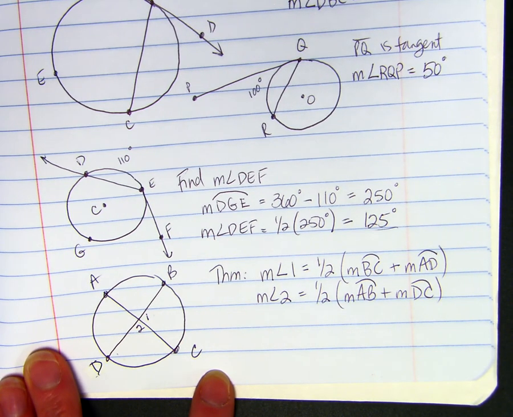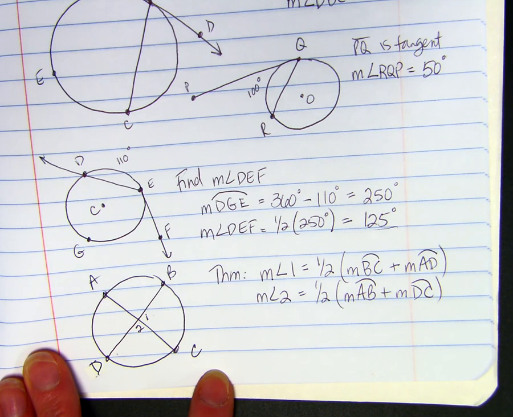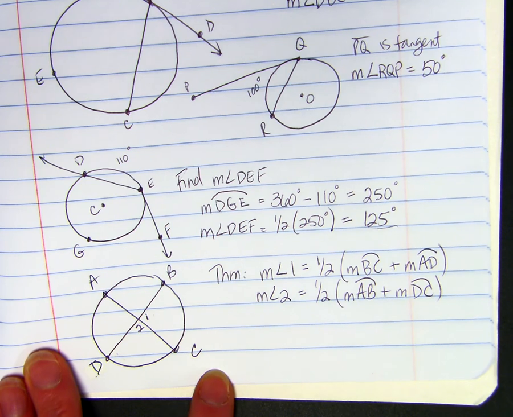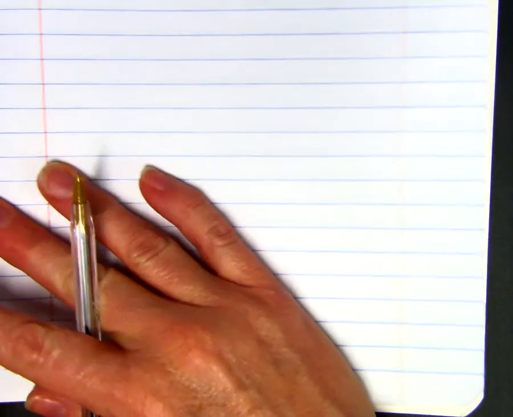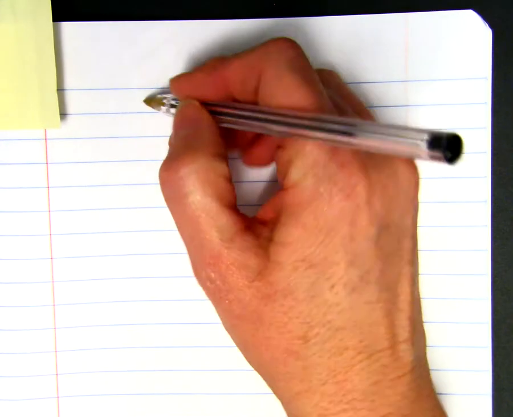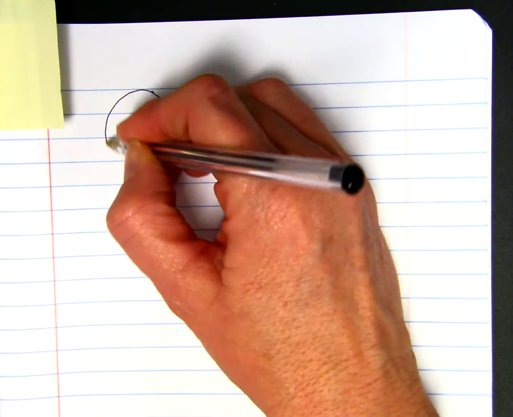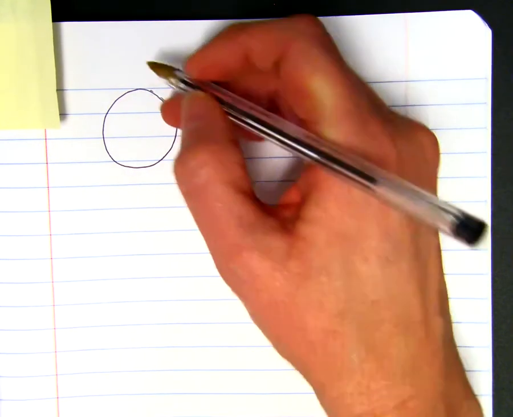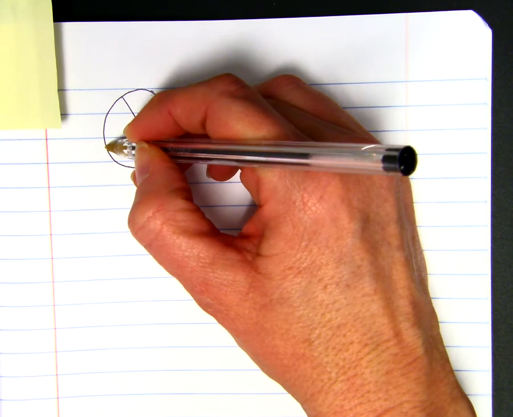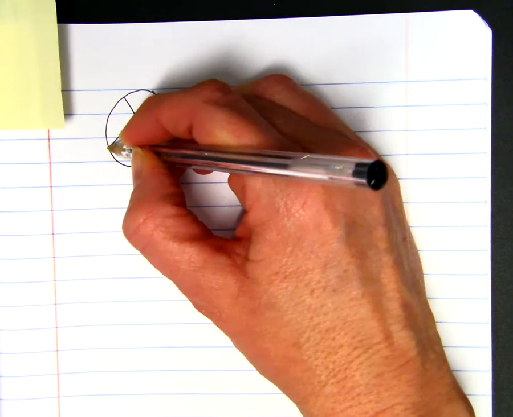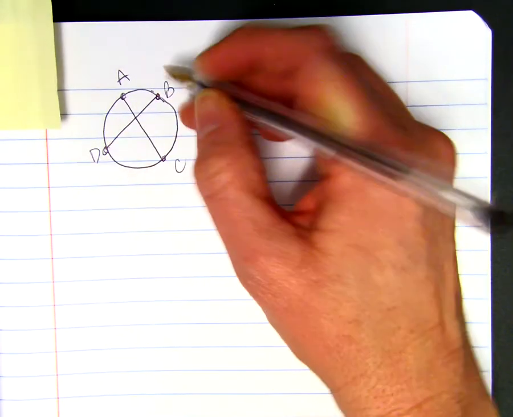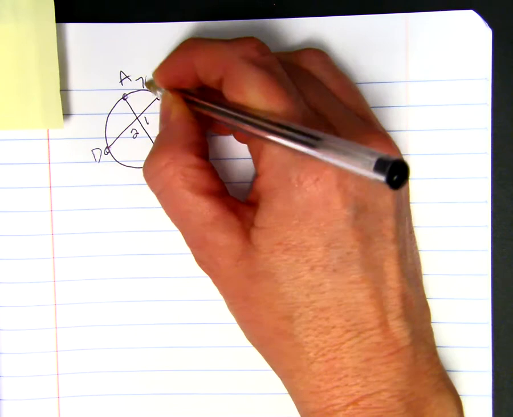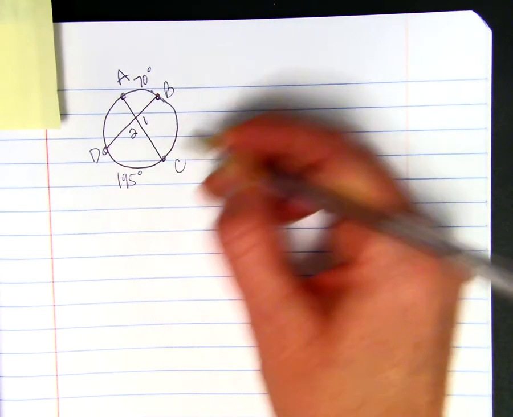So we're going to do an example. So we have a circle, A, B. This is angle 1, that's angle 2, this is 70 degrees, and that's 195 degrees.